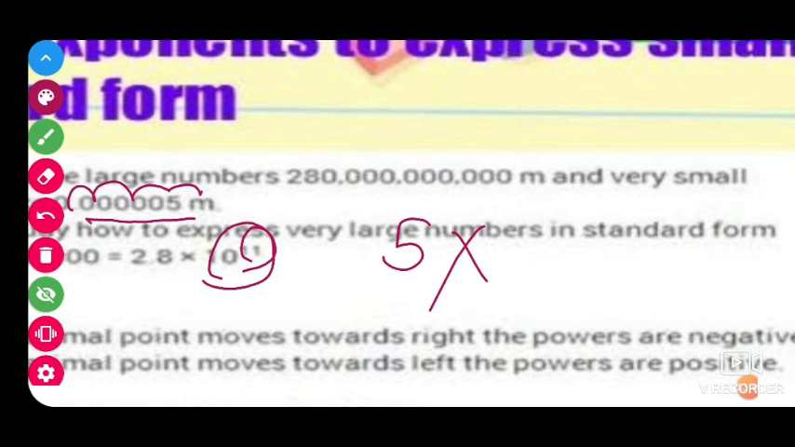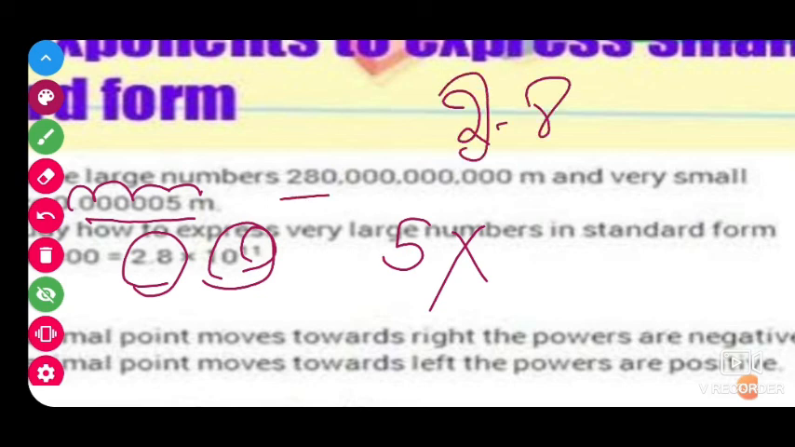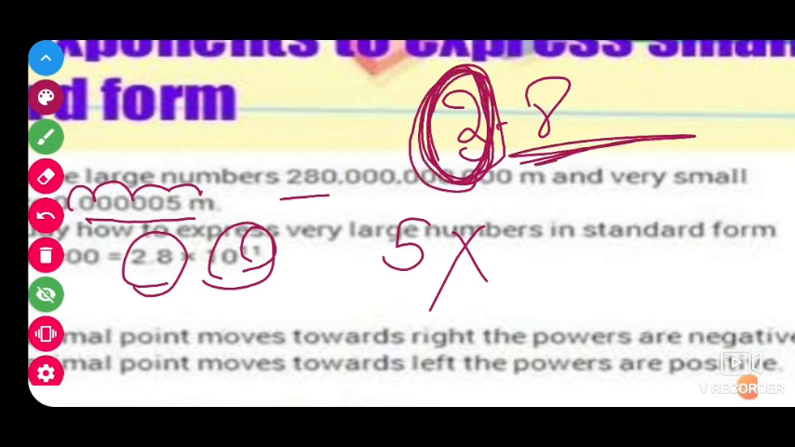One should be a whole number. After the whole number, like if we take 28, we will not take 2.8. So one whole number should be there in the whole number part. The remaining all we will take in the decimal part.